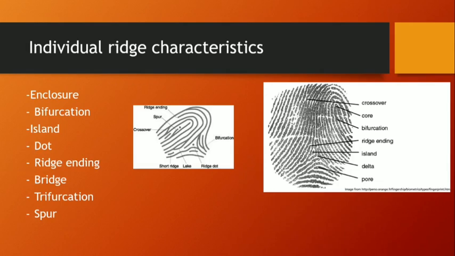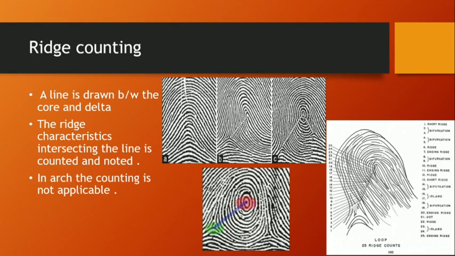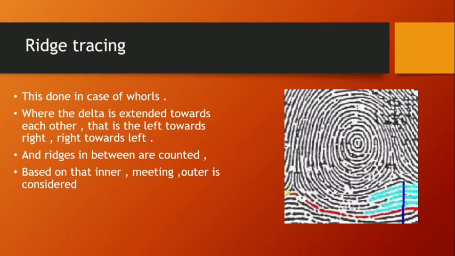There are also individual ridge characteristics such as enclosure, bifurcation, island, dot, ridge ending, bridge, trifurcation, and spur. It is said that a fingerprint may consist of 125 individual ridge patterns. What is ridge counting? If a line is drawn between core and delta, every ridge that intersects that line is counted, and it can be anything such as 15, 20. It depends on the ridges that intersect that line. In an arch, this is not applicable because of the absence of core and delta.